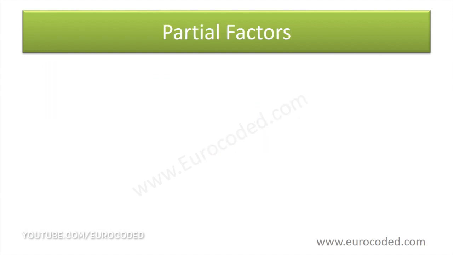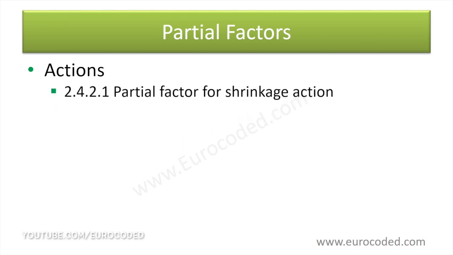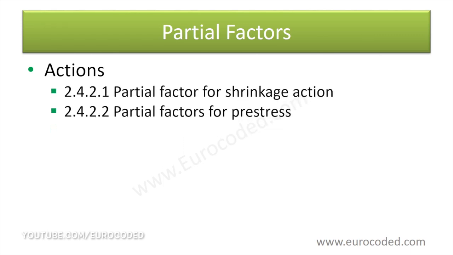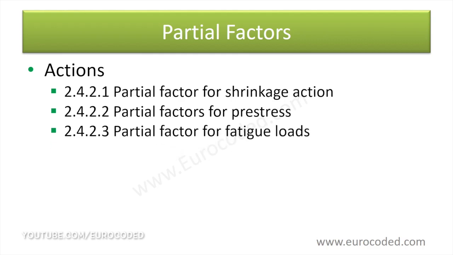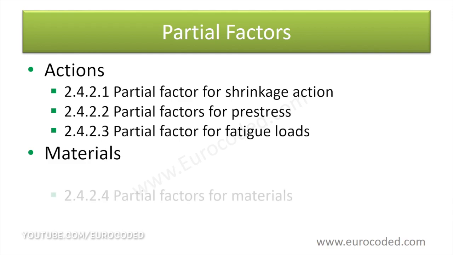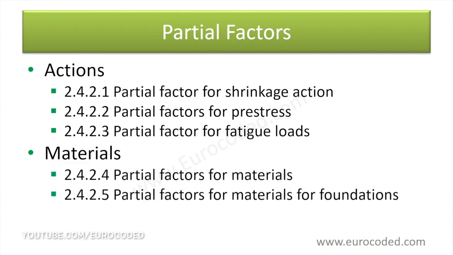Now let's look at partial factors. Partial factors for actions are usually found in EN1990 and in the relevant national annex. Where the action is material dependent, the partial factors can be found in section 2, such as partial factors for shrinkage action, pre-stress and fatigue loads. Also, material partial factors can be found in section 2.